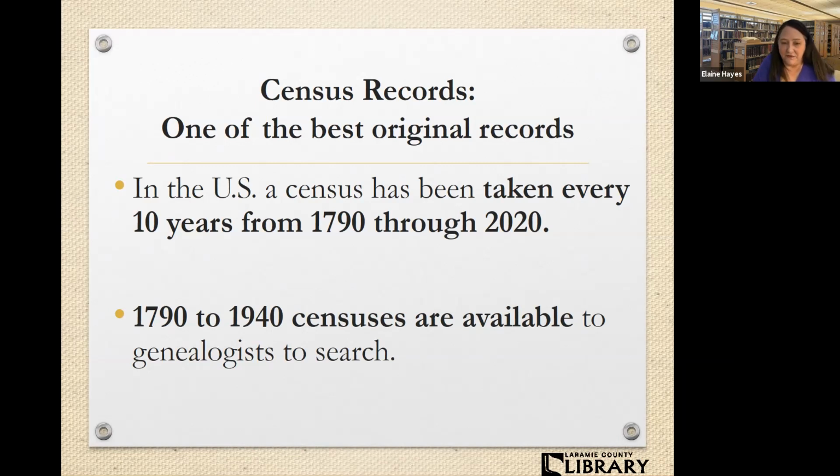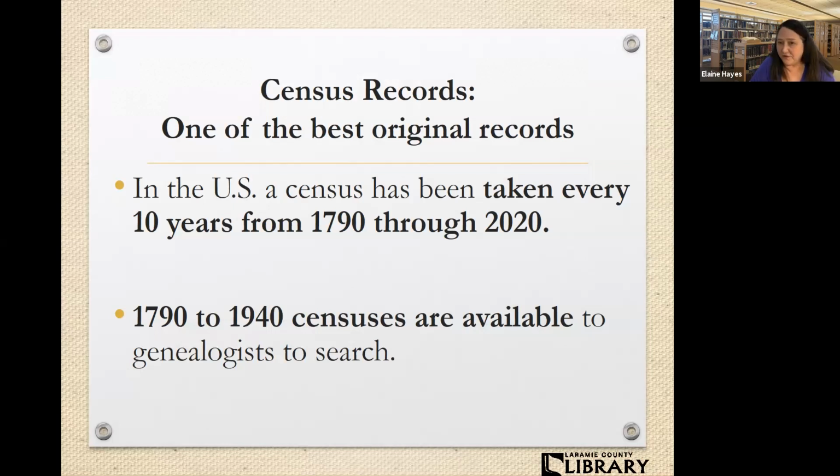The reason why the 1950 through 2020 censuses aren't available is because there's a 72-year privacy law. So they're not available until that census has been gone for 72 years, which means that the 1950 census is going to be available next year in April, specifically. April 1st or something was the census date. So for 1950, the 1950 census will begin to be available in April of 2022.